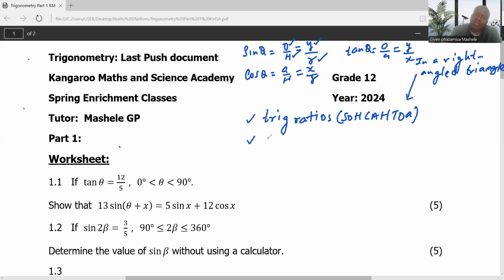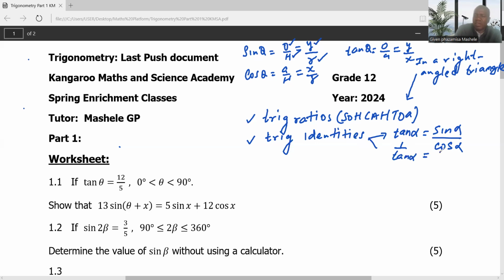Secondly, one must be able to understand the trig identities, particularly for grade 11. The first one is the quotient identity, where the tan of any angle is sine over cos. And another one, 1 over tan, is the same as cos over sine.